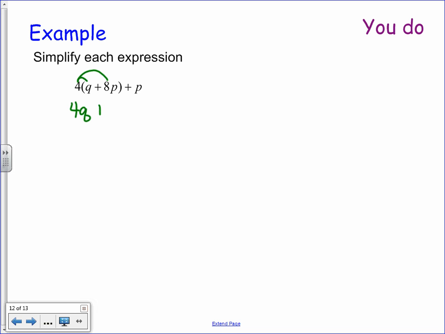4q plus 32p plus p. Notice I did not distribute to this p over here because I'm only doing what's inside the parentheses. So then my like terms are already next to each other, so I'm just going to go ahead and add, 33p.